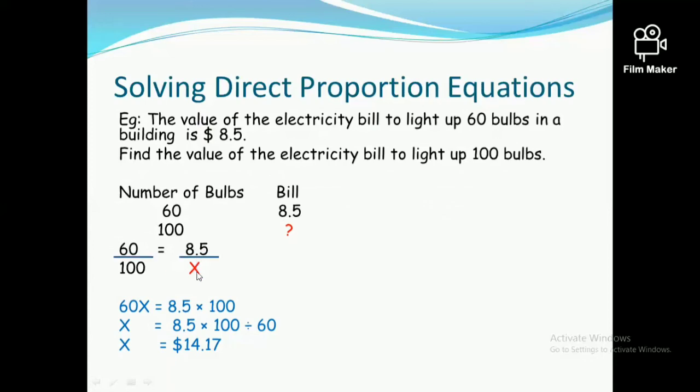Then we will multiply as a cross. We call it cross multiplication. Then 60 into x, 60x equals 100 into 8.5. Then 60x equals 8.5 into 100. To find the value of x, bring this 60 to the other side, turning it into divide by 60. The final answer would be 8.5 into 100 divided by 60. That is $14.17. That's the answer for this question.